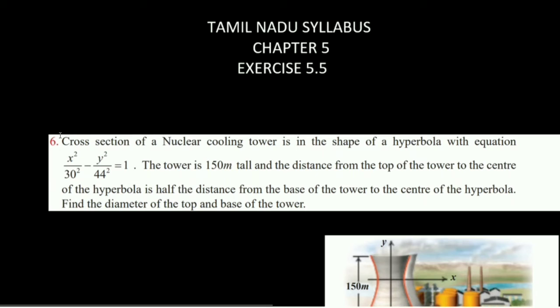Hello students, today we will see exercise 5.5 question number 6.